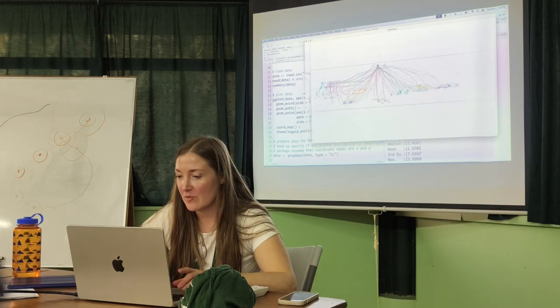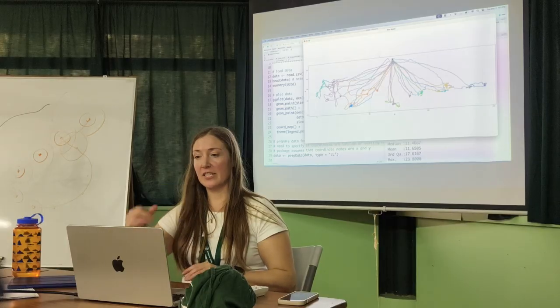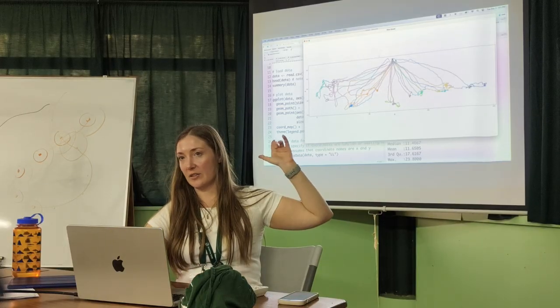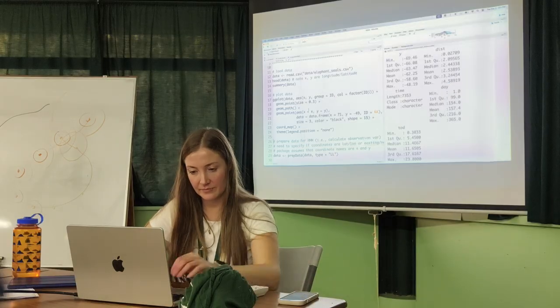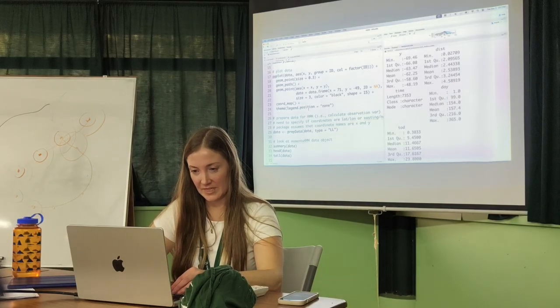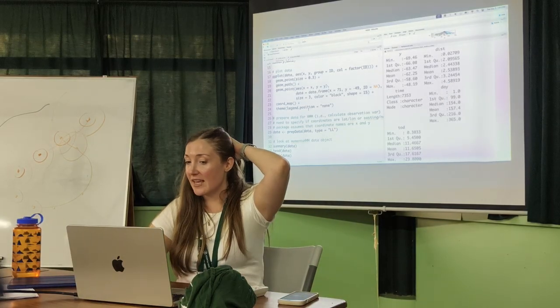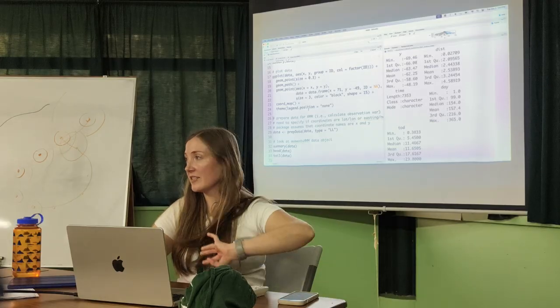Okay, so I already showed this data, but this is what the data looks like. It's colored by individual. The black square is the colony. Okay, so the first thing that we're going to do is prepare the data for the HMM.